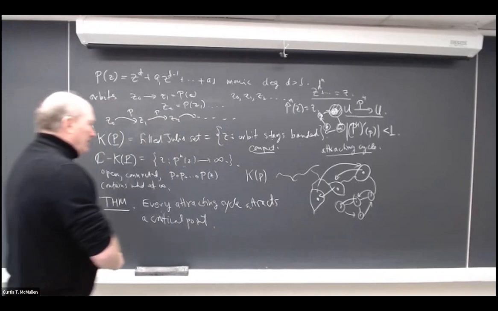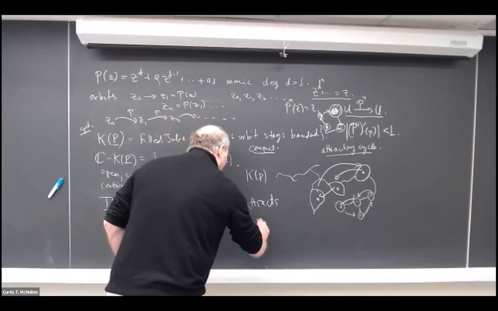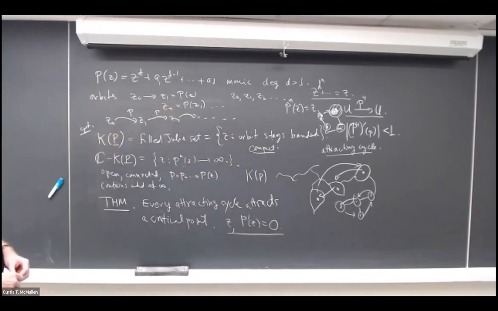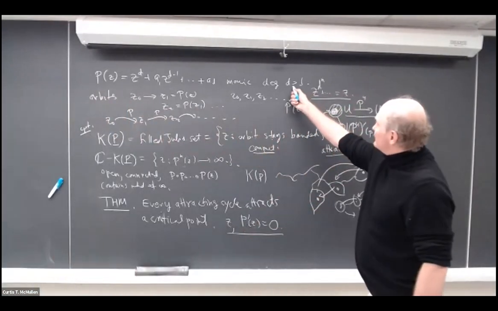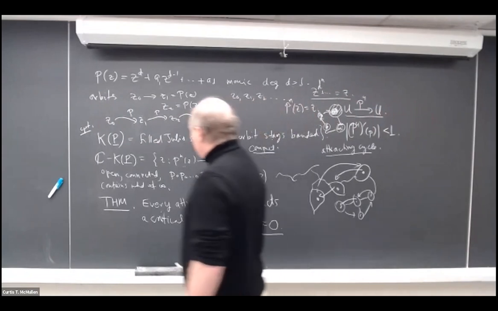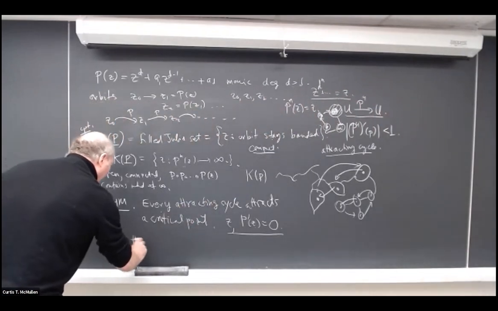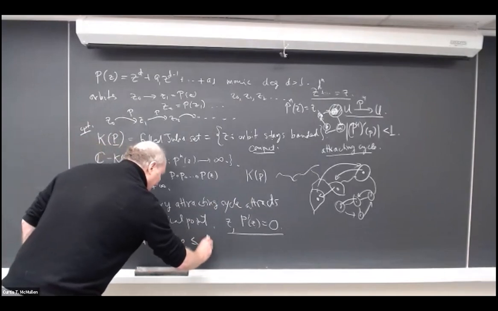What does a critical point mean? It just means a point Z where P prime of Z is equal to zero, a branch point of the map. Now the number of zeros of P prime is of course at most D minus one. So as a corollary, you can't have infinitely many attracting cycles. The number of attracting cycles is less than or equal to D minus one.